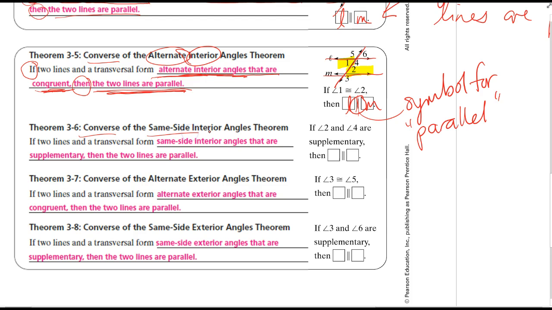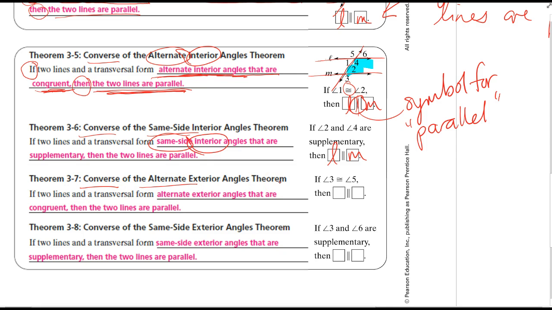Okay, here we go. Converse of same side interior. So now I've got 2 and 4, back up on this same diagram. Angle 2 with angle 4, those make same side interior angles. So here's my transversal, and here are my two lines that magically are parallel, because I knew that the same side interior angles are supplementary, not congruent.